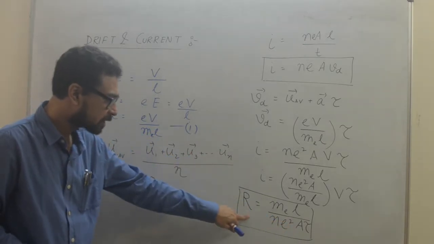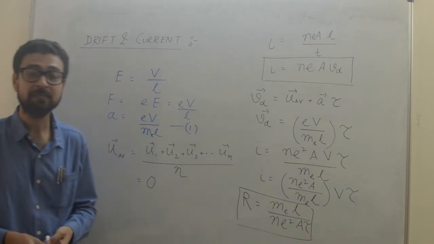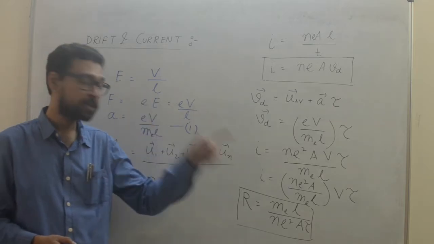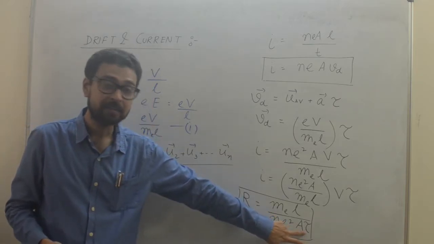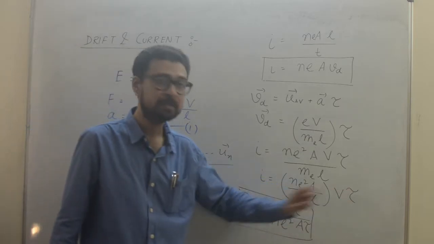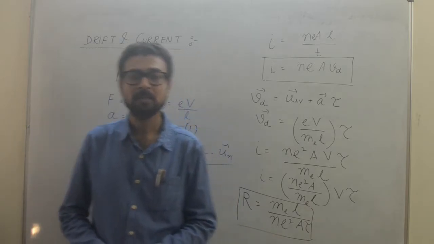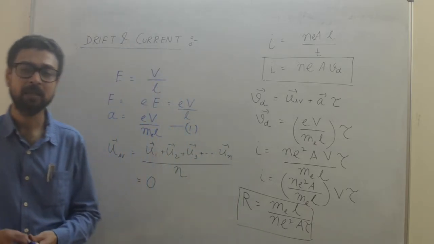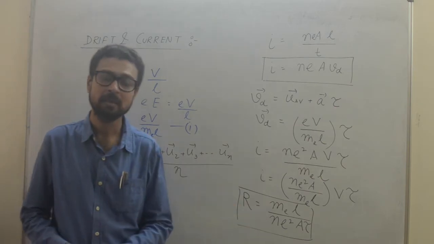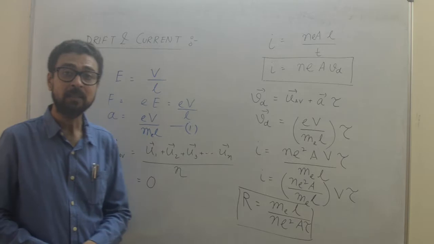You see, from this expression we can tell a lot of things. We can even tell the justification of the phrase in Ohm's law: temperature and other physical properties remaining constant, then only this law is valid. So you can understand that Ohm's law is proved, and even we have understood how we can calculate the resistance, and what are the factors that affect the resistance of a conductor.